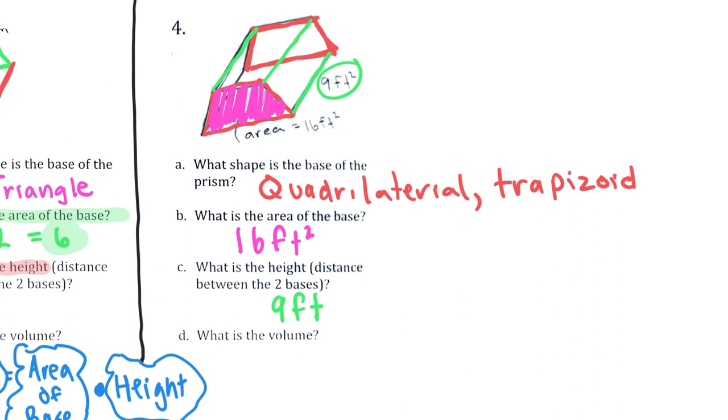And the last thing we need to know here is our volume. So once again, volume is equal to the area of the base times the height. So we have 16 times 9, and 16 times 9 gives us 144. And since we have volume, our unit is feet, or whatever our unit is, cubed. So there is our volume.